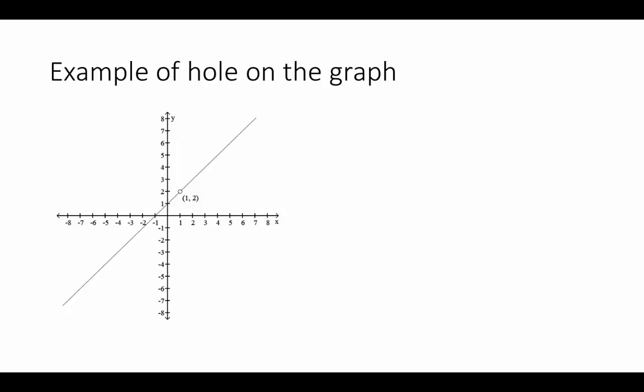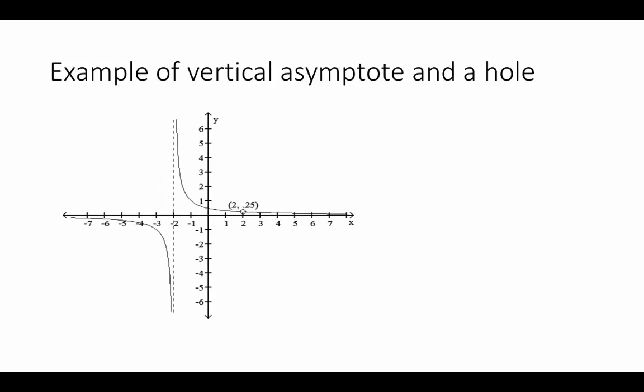This graph shows a rational function with a single hole located at the point (1, 2). The open dot on the graph is how a hole is indicated. This graph shows a rational function with both a vertical asymptote and a hole. The vertical asymptote is indicated by the dashed line on the graph. Algebraically, it is given by the equation x equals -2. The hole is located at the point (2, 0.25), and again it is indicated with the open dot on the graph.